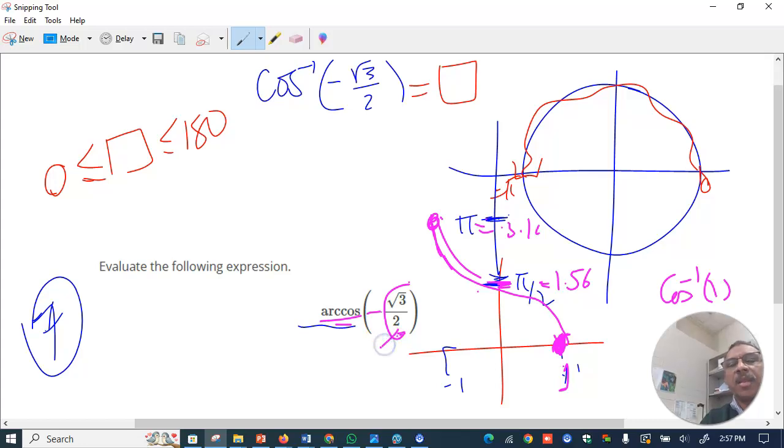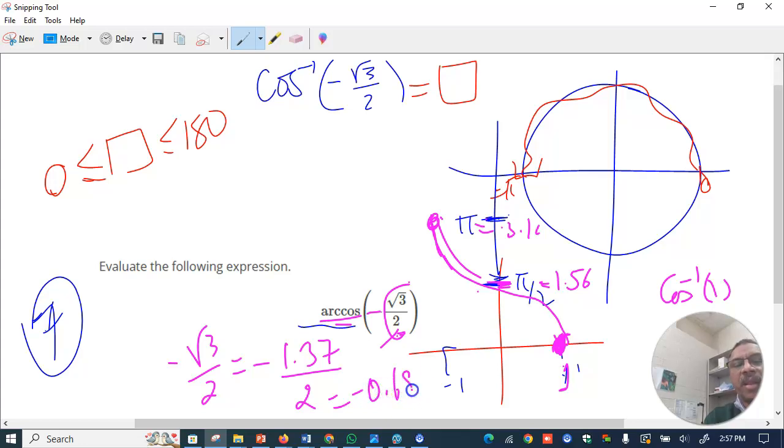This minus root 3 over 2 is actually minus 1.37, which, if you divide, you get minus 0.68, something like that, right? Yeah. So that means somewhere here, maybe. If this is somewhere here, we want to know what is that angle part. So we want to know what is this angle here. So let's see how to do that.